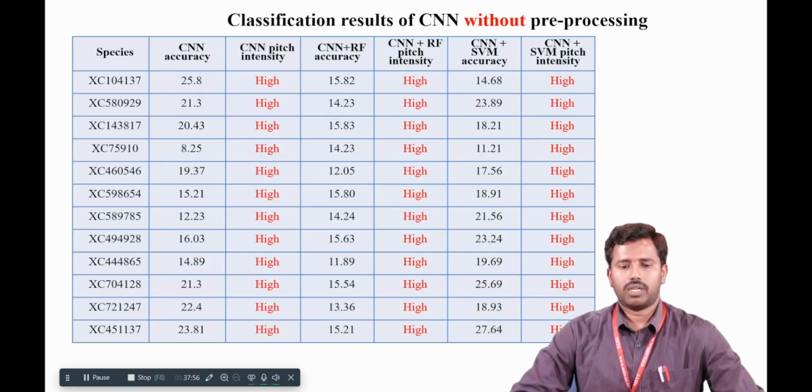Now here I am showing the comparative results against the classification results without pre-processing. If I am not doing any noise removal on my raw information, my entire output becomes high pitch. Because of the noise, I am not able to classify the bird data. That's why pre-processing is very important in my research work.